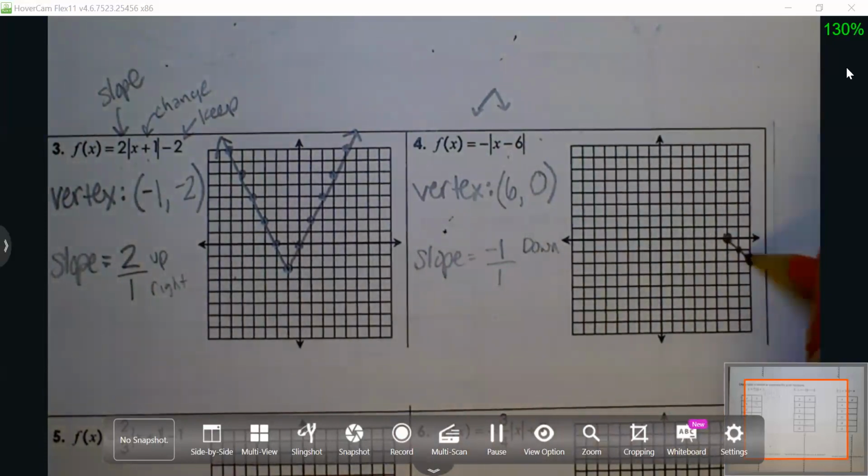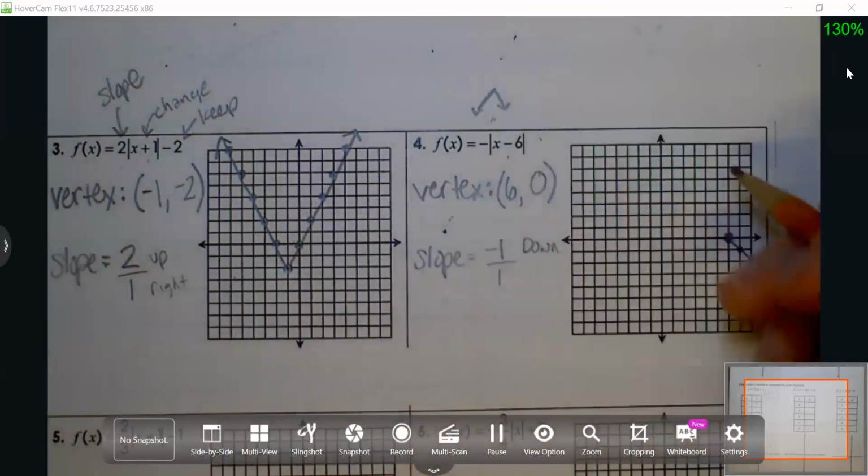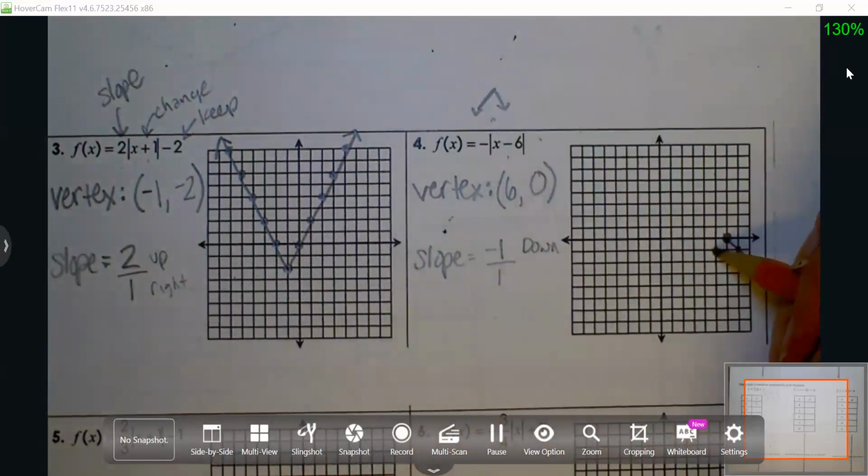I've run out of room over here. I need to move also downwards in this direction because it needs to make that upside down V shape. So down and to the left, down and to the left, all the way until I run out of graph paper.